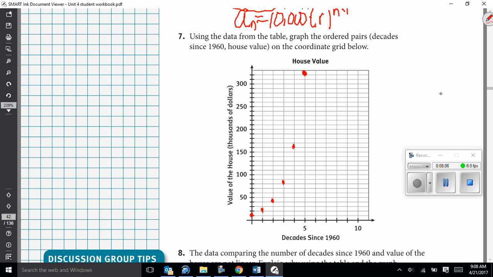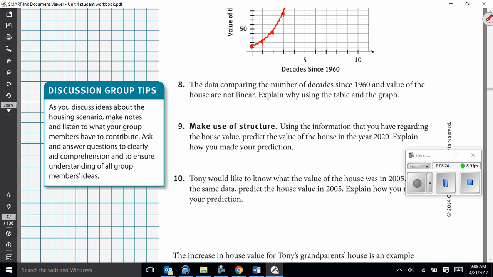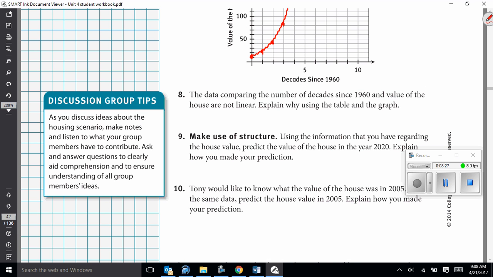Okay, so looking at this, is this linear? No. Okay, so the data comparing the number of decades since 1960 and the value of the house are not linear. Explain why using the table and the graph. So if it's linear, it's increasing the same amount each time, right? Is this increasing the same amount each time?